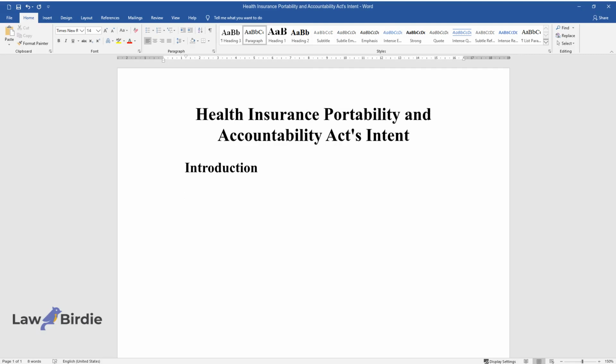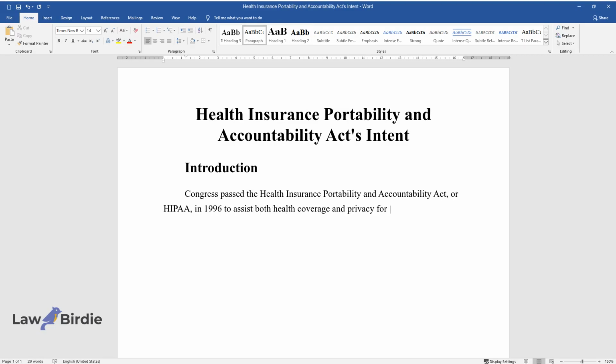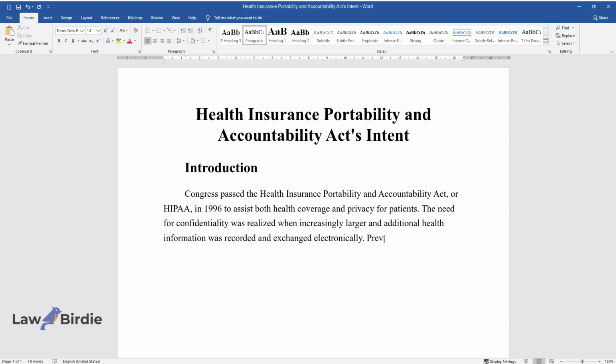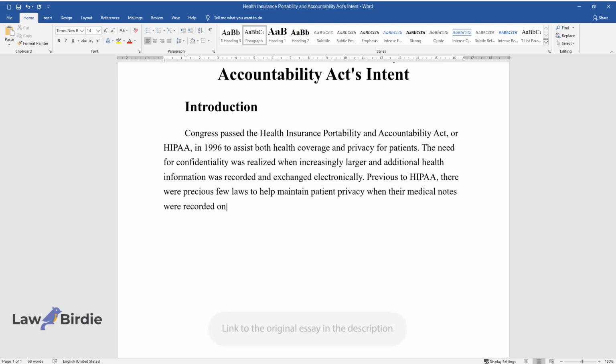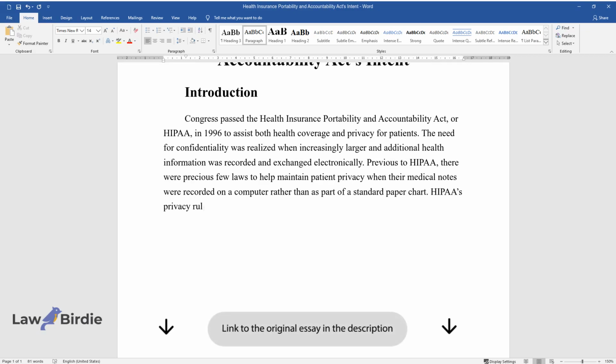Introduction. Congress passed the Health Insurance Portability and Accountability Act, or HIPAA, in 1996 to assist both health coverage and privacy for patients. The need for confidentiality was realized when increasingly larger and additional health information was recorded and exchanged electronically. Previous to HIPAA, there were precious few laws to help maintain patient privacy when their medical notes were recorded on a computer rather than as part of a standard paper chart. HIPAA's privacy rules were created to grant patients their health records and maintain their confidential data.